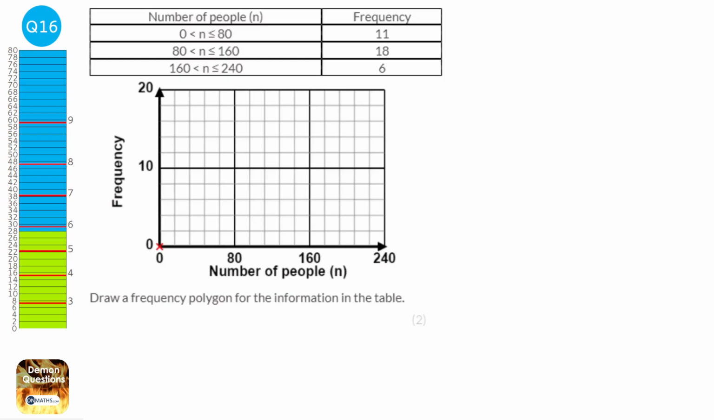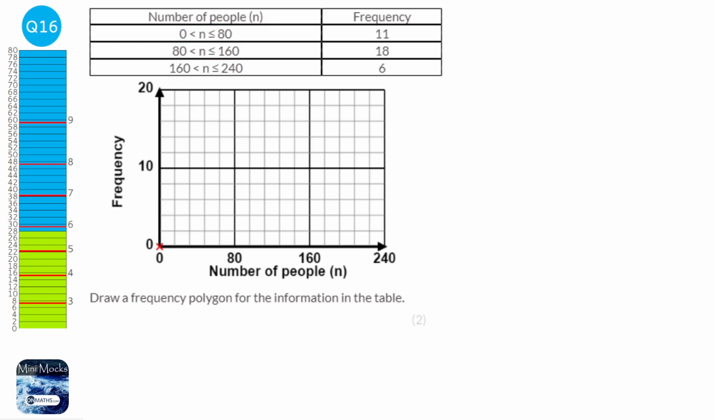A frequency polygon is like a line graph. In fact, it's a type of line graph, but it is when you have the data in a group. So we've got the data here as a group of 0 to 80. So there are 11 at 0 to 80, and then 18 at 80 to 160, and 6 at 160 to 240.